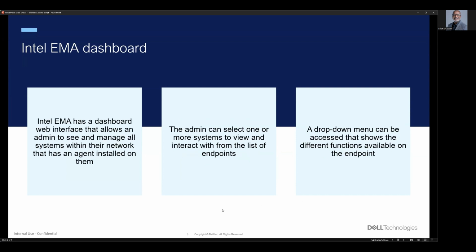EMA has a dashboard web interface that allows an admin to see and manage all systems within their network that has an agent installed on them. The admin can select one or more systems to view and interact with from the list of endpoints. A drop-down menu can be accessed that shows the different functions available on the endpoint.